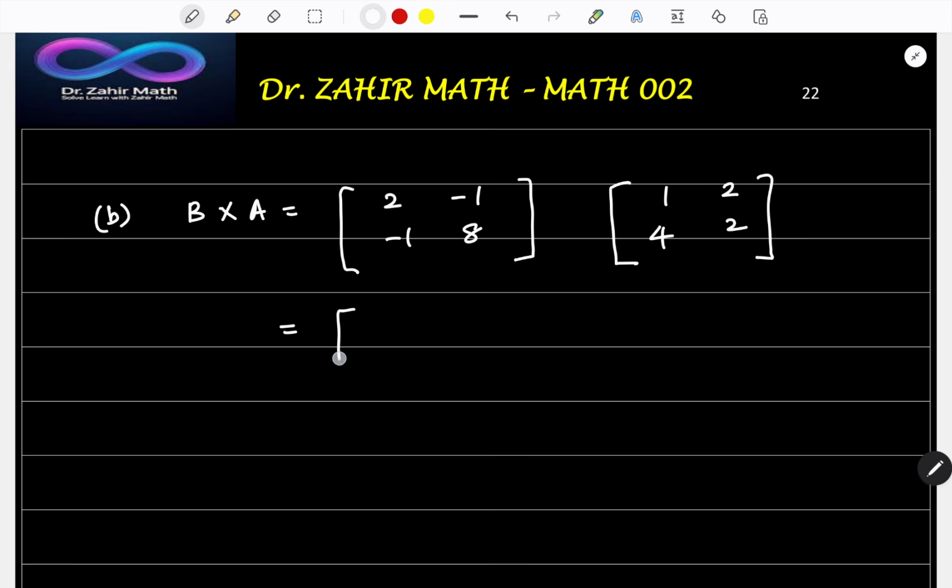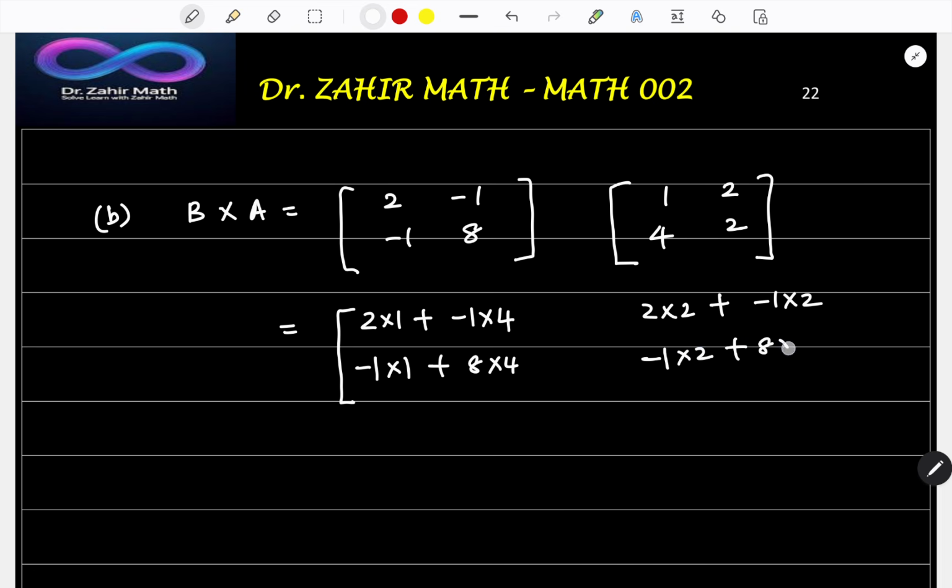Let me start here. First row, first column: 2 times 1 plus minus 1 times 4. First row, second column: 2 times 2 plus minus 1 times 2. Second row, first column: minus 1 times 1 plus 8 times 4. Second row, second column: minus 1 times 2 plus 8 times 2, which is going to become 16.